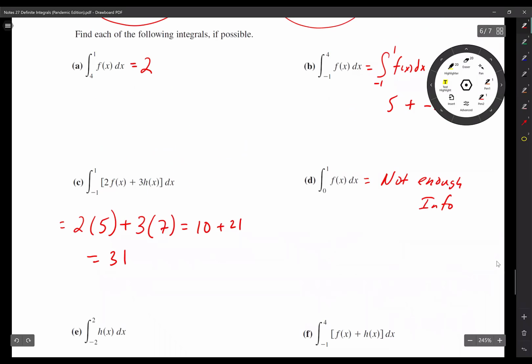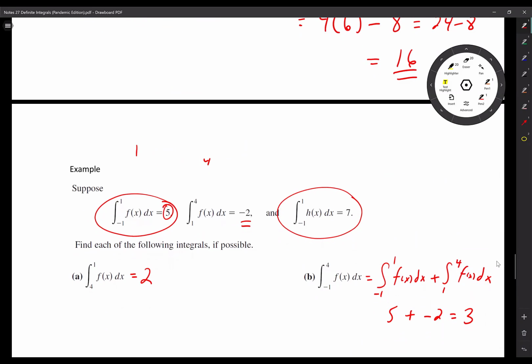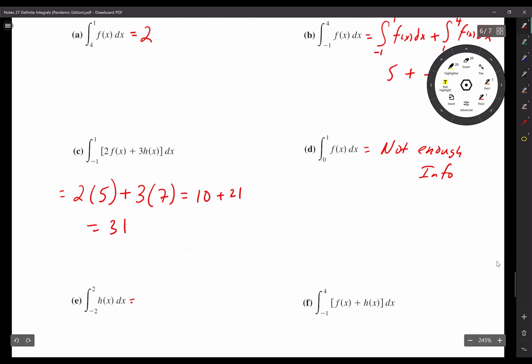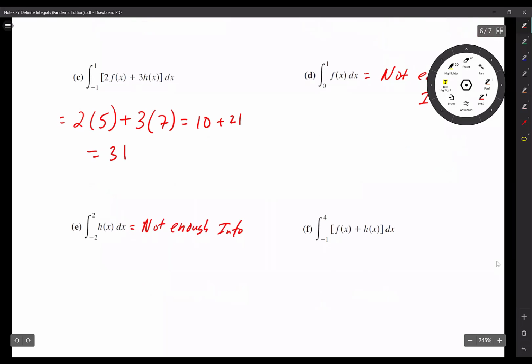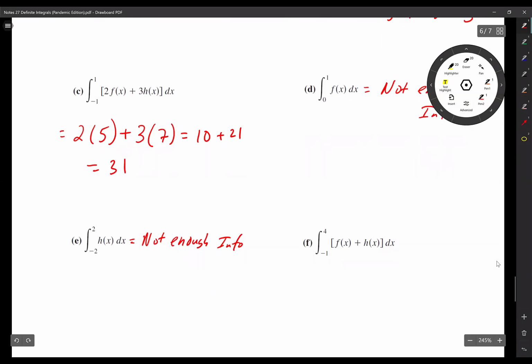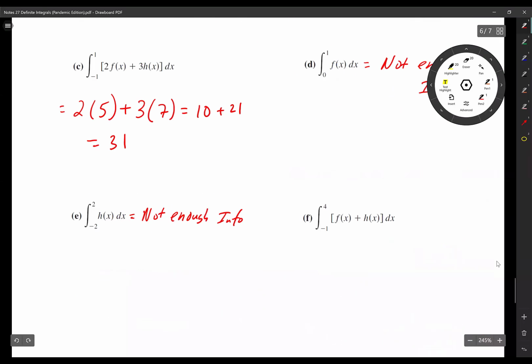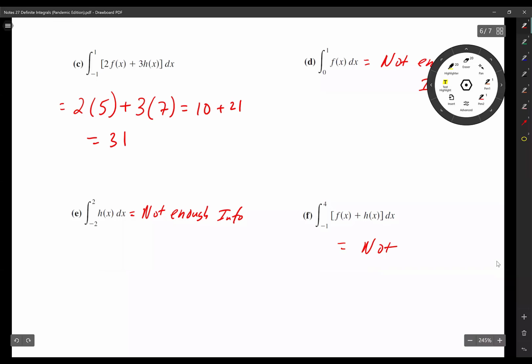Negative 2 to 2 of h of x, they don't give us enough information. We do not know what is happening outside the boundaries of negative 1 and 1. So not enough info again for that one, guys. Letter F, negative 1 to 4 of f of x plus h of x. Let's see. We have enough info for F. F has enough info, negative 1 to 4. But does H have enough info? Nope. It's the H that is messing it up on letter F.